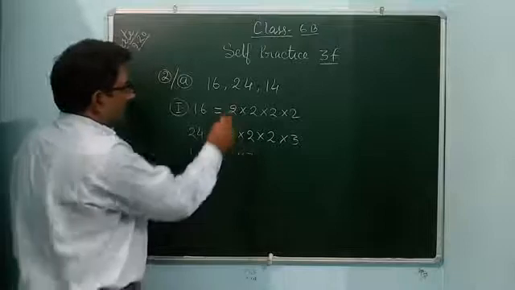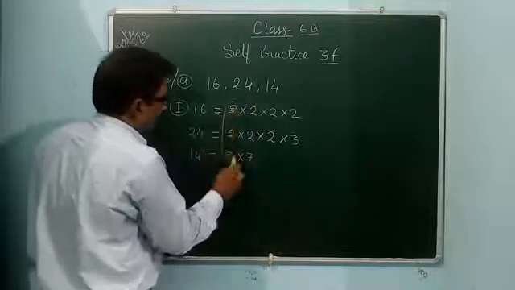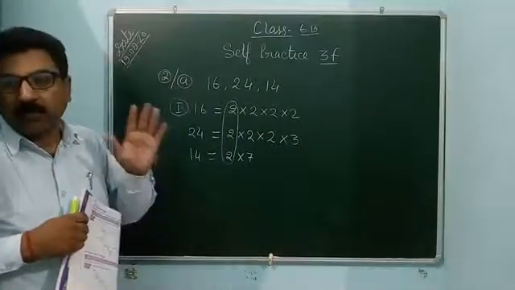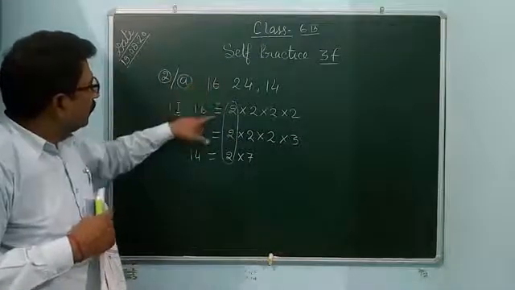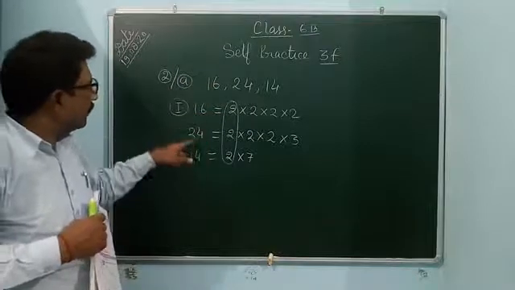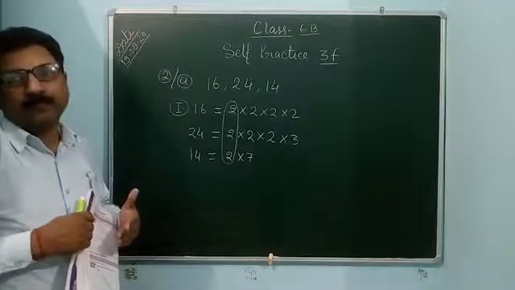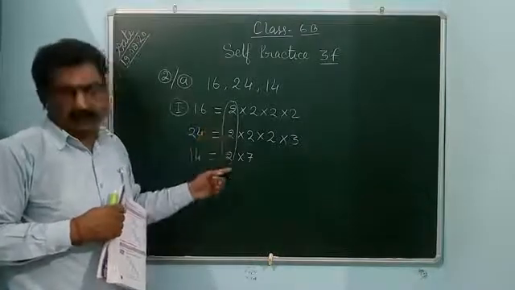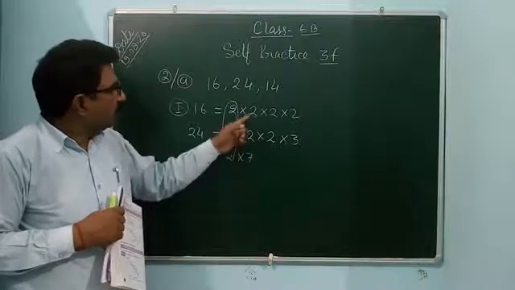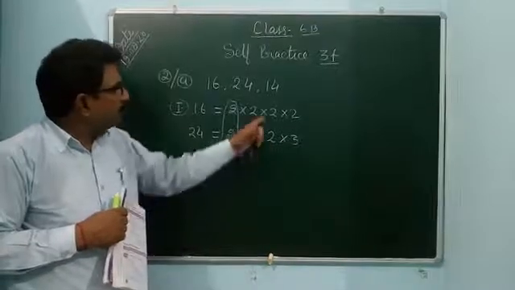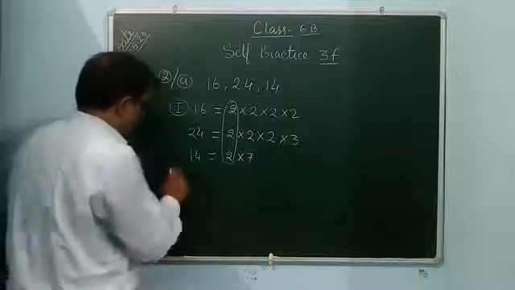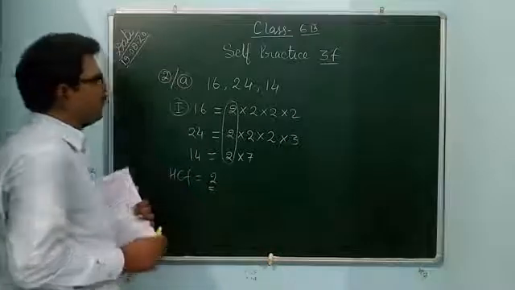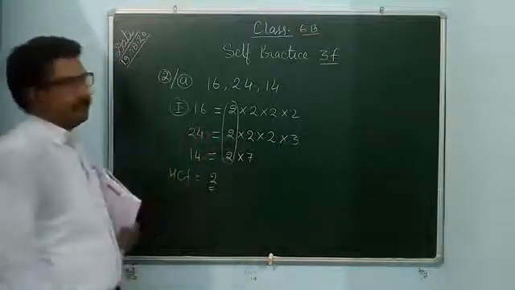Only 2 is common in all three. See, 2 is common, the common prime factor for all three numbers, 16, 24 and 14. Here 2 is given, but here 7 is given, which is not common. So you can write that the SCF is 2. This is the prime factorization method.